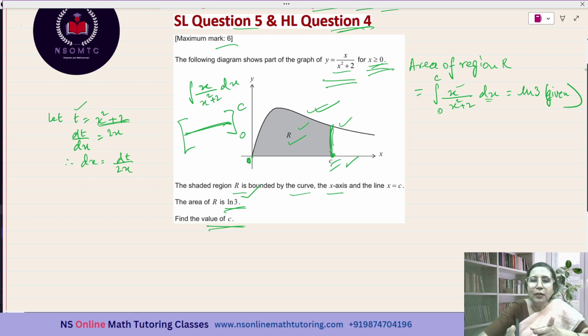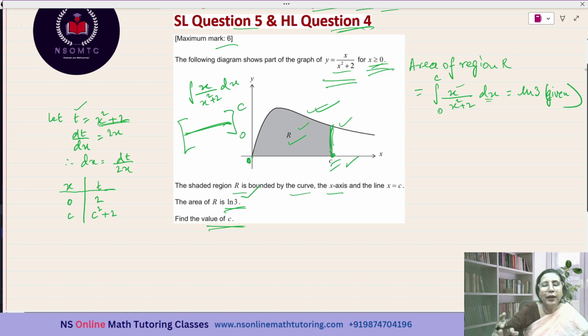For the HL people also you may do the same thing, but I would suggest you to change the limits. For the HL people, I am changing the limits. So x and t. When x equals 0, t is equal to 0 squared, which is 0, plus 2, which is 2. And when x equals c, t will be equal to c squared plus 2.